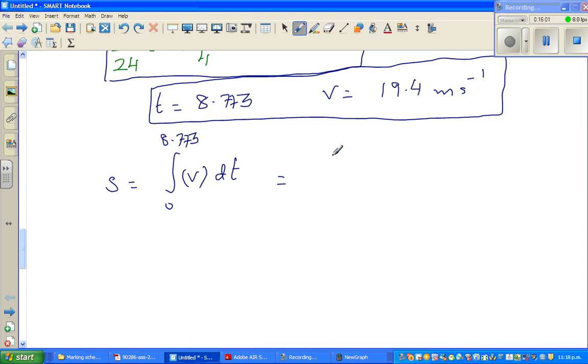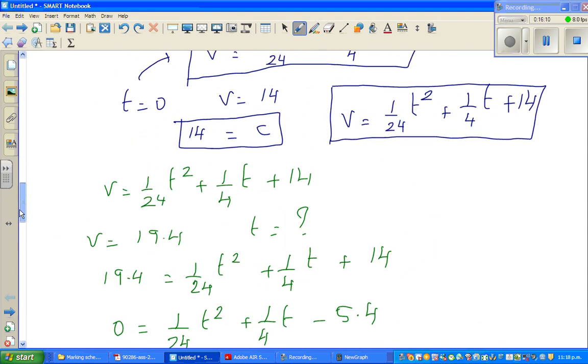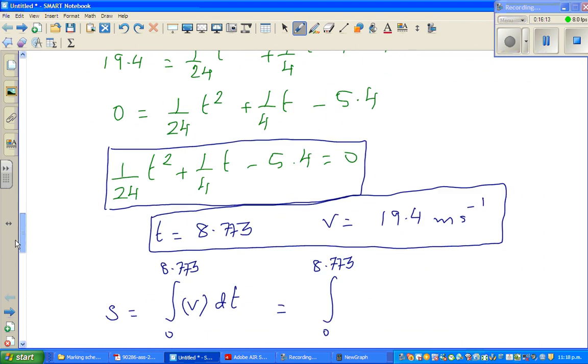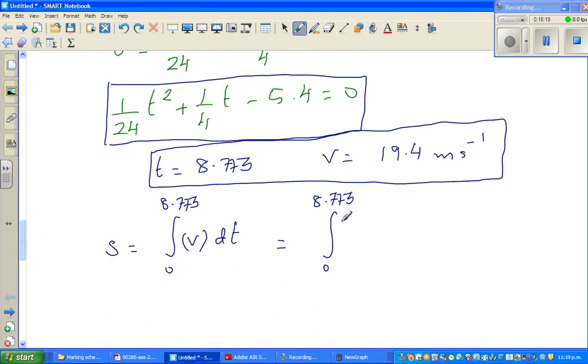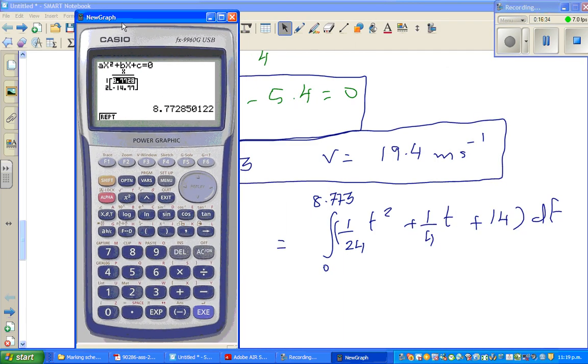So let's write that. So this is definite integration from 0 to 8.773 of what? What was the function? 1 over 24 t squared plus 1 quarter t plus 14. So it's 1 over 24 t squared plus 1 quarter t plus 14 dt. And you can use a calculator. This is being a bit cheeky, but I'll show you one. You can also do this in a different way, but I'm running out of time. I wanted to finish it within 15 minutes, but I'm running over time. But this is a good option.